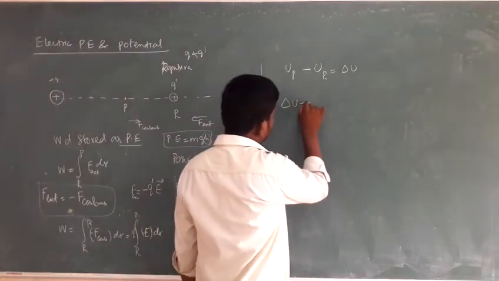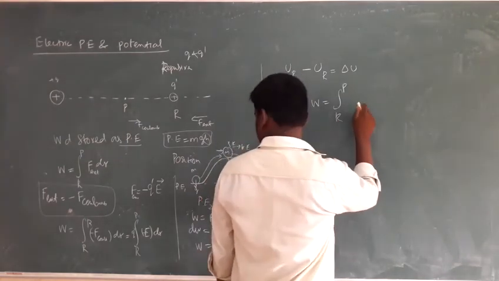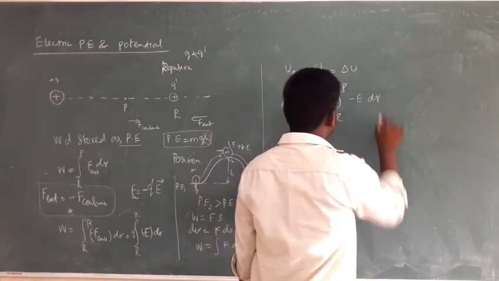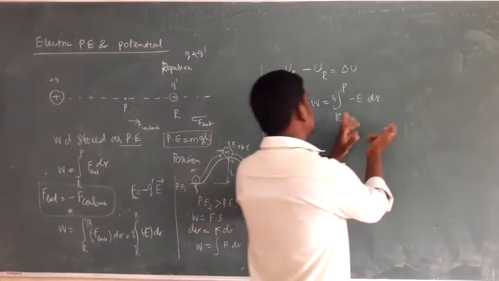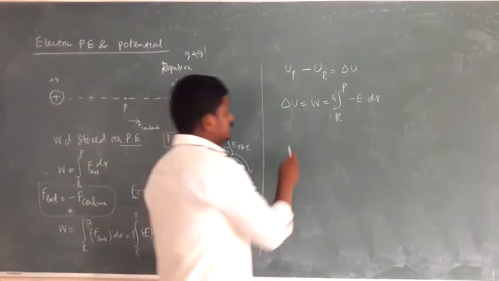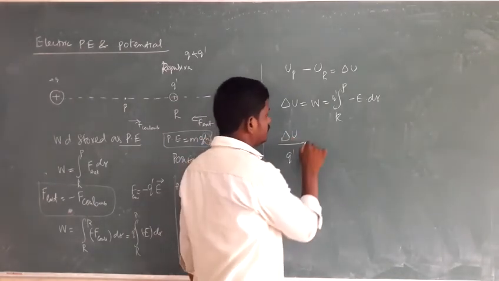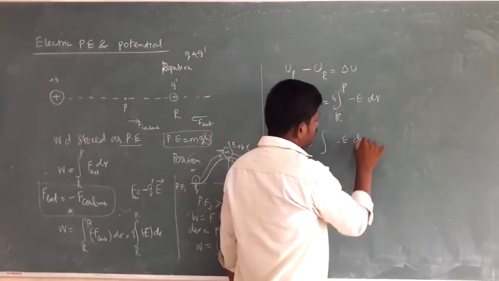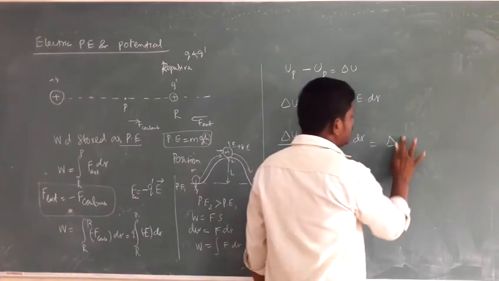Then delta U is equal to work done. So work done is equal to the integral from R to P of Q' minus E dot dr. So the potential energy difference is equal to the work done to shift a positive charge from R to P. Again, the difference in potential energy divided by the unit charge, Q' cancels, and you get the integral from R to P of minus E dot dr. That is equal to the change in potential.